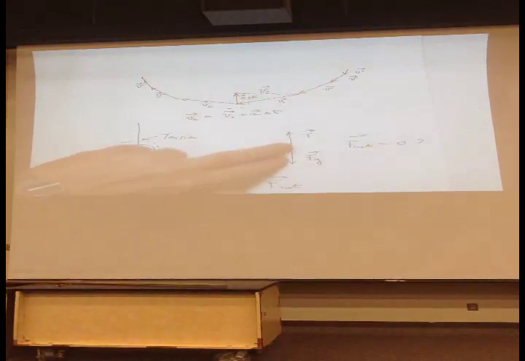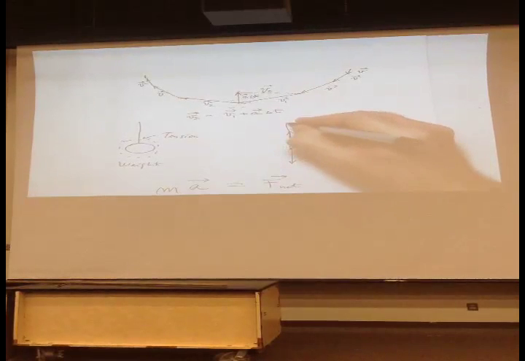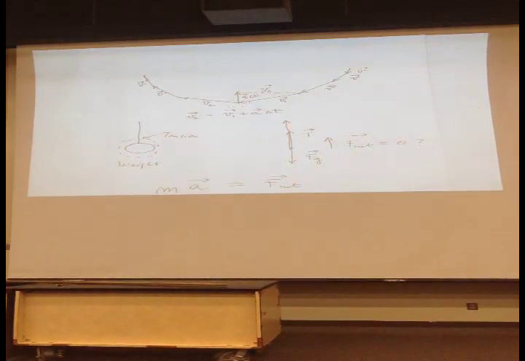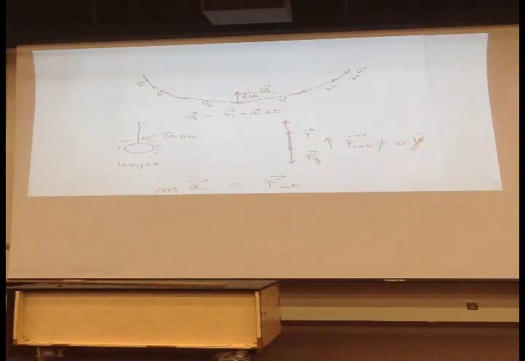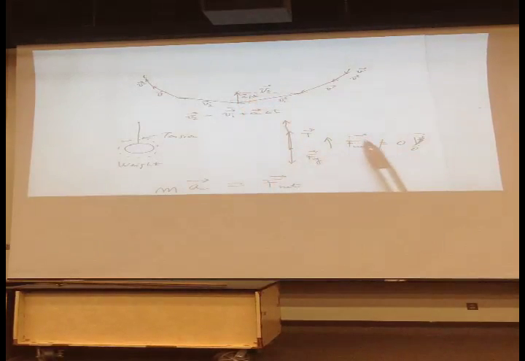So something is wrong here. The assumption that the tension was the same as the weight is not true. So the tension has to be greater. The tension has to be sort of like this, so that now the net force is like this. If the net force is up, now we agree with Newton, because we have an acceleration up here, and we have a force going up here. The two agree, so we understand the problem.